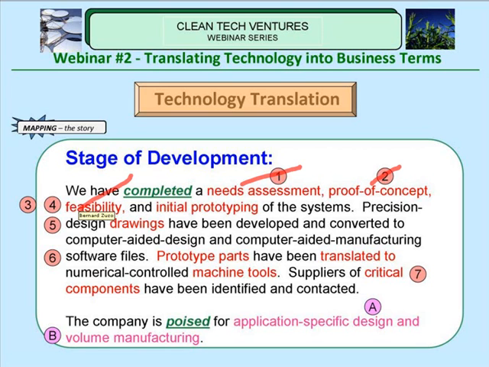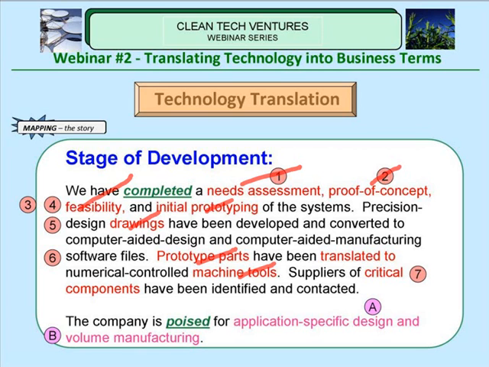They've completed their feasibility. They've developed their first prototype. They've also completed the drawings, which then can go to designers. Those drawings were actually used to determine what the prototype parts would be for assembly, and that determination was translated into some numerically controlled drawings for machine tools.